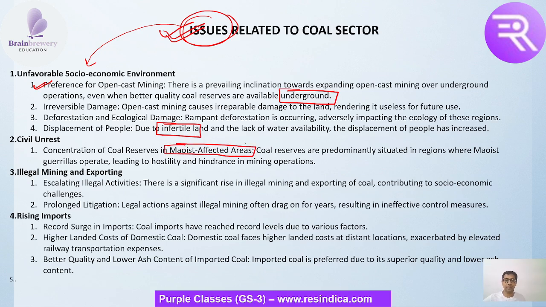So they are being affected by left wing extremism. They are being hit by Maoist guerrilla operations. Okay, so there were a lot of hostilities, right?